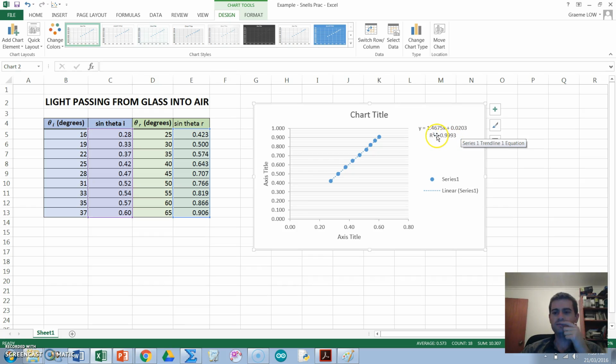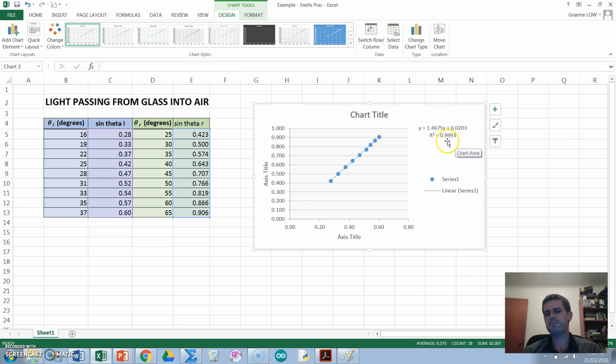Okay, so if we look at what we've got here, for starters, we've got y equals 1.4675x. Now that 1.4675, that is the slope of our line of best fit. So that's our answer, basically. That's our refractive index, 1.47. So we've got that. And over here we've got our y-intercept. Now that should be zero. It's not quite, but we can explain that due to random errors. That's fine. And then this last guy down the bottom here, R squared, it's called the coefficient of correlation.